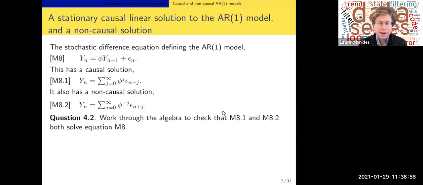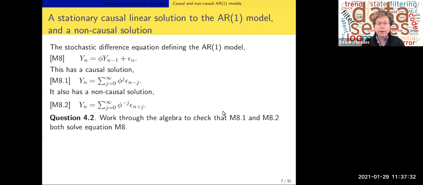M8 is the stochastic difference equation defining the AR1 model. We've seen that before. And M8.1 is an instance of an MA infinity representation. That's the same as a stationary causal linear representation that I claim satisfies the difference equation M8. And then M8.2 is another slightly stranger looking thing where Yn sums over future noises.